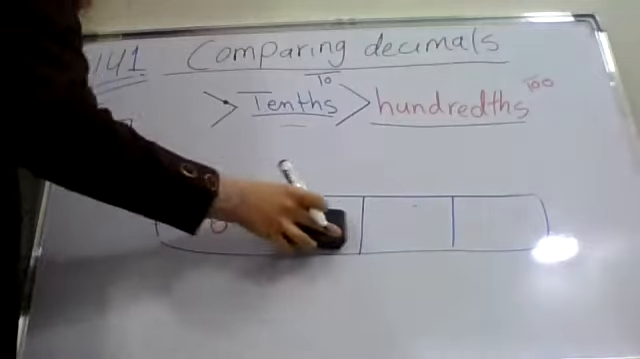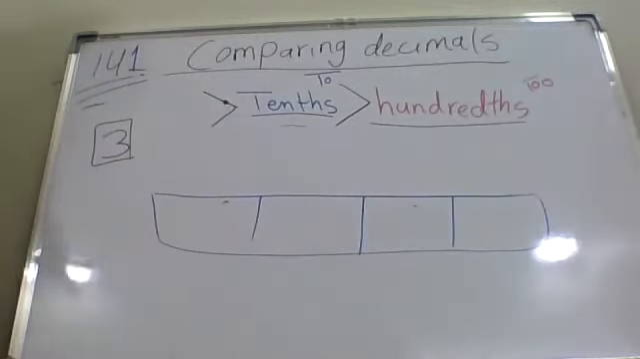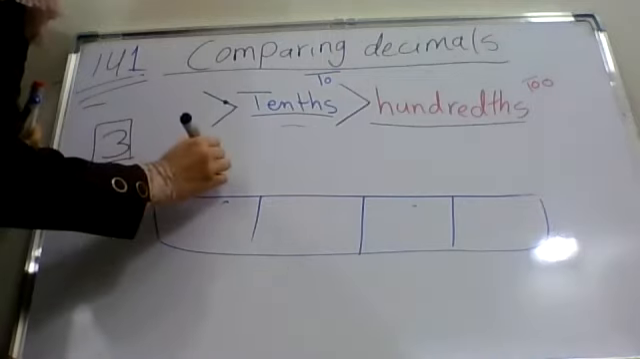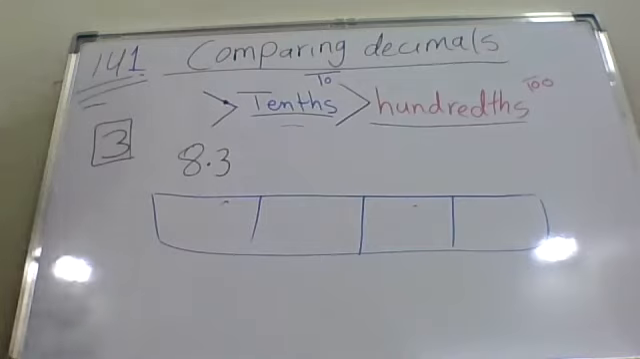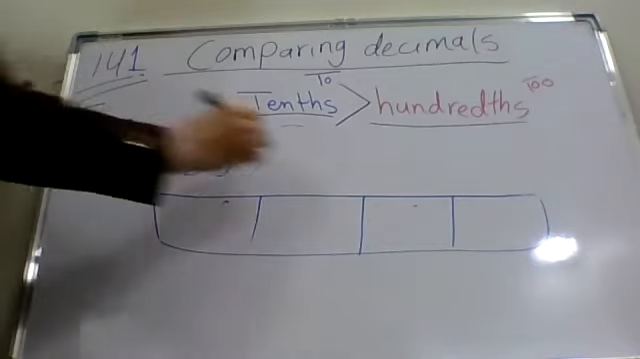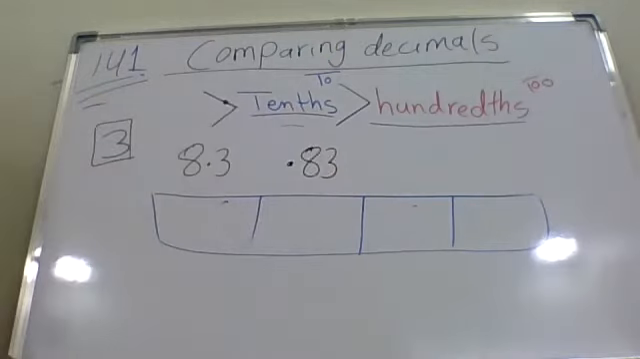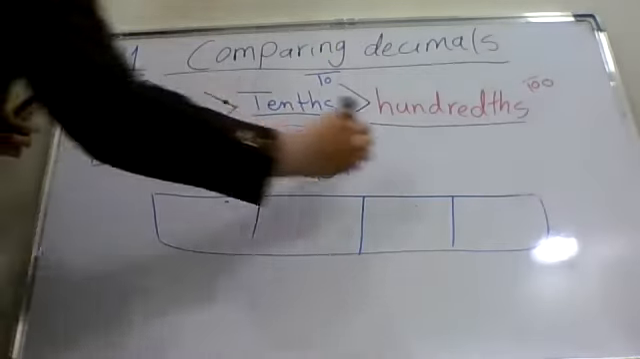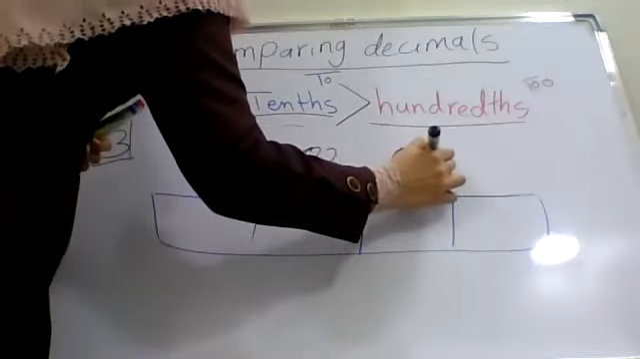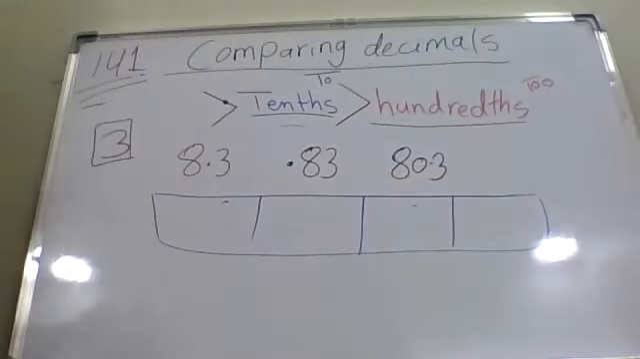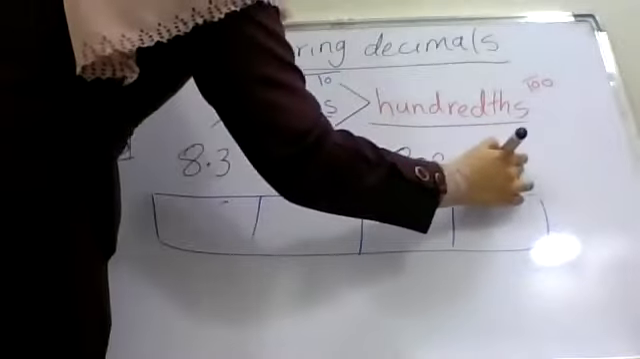Let's take a look. I have here 8.3, and I have 0.83. I have 80.3. Oh, this is a very big number. This must be at the end, okay? And 0.38.